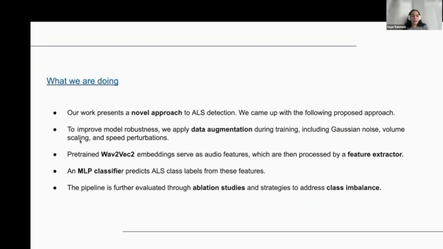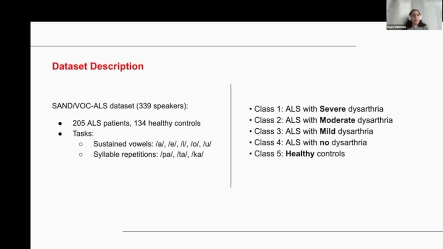Our task is as follows. It's a novel approach to ALS detection, and the architecture is as follows. We use data augmentation, then we use wave-to-vec embeddings, and then we process that by a feature extractor, followed by an MLP classifier at the end. And then we do ablation studies to get the best parameters.